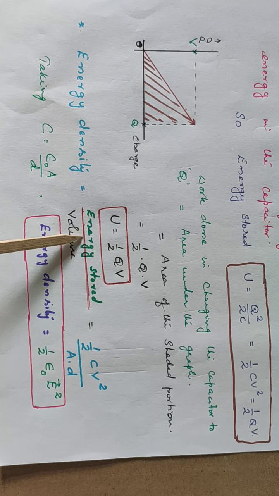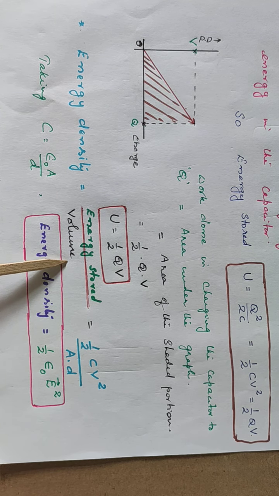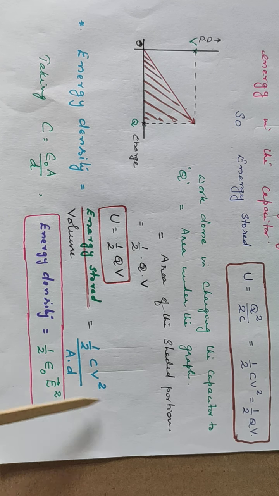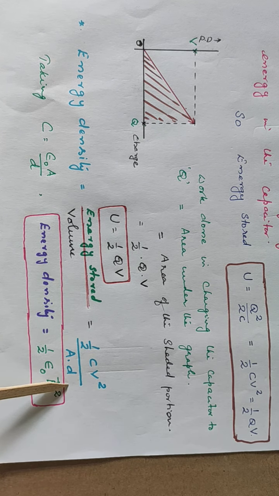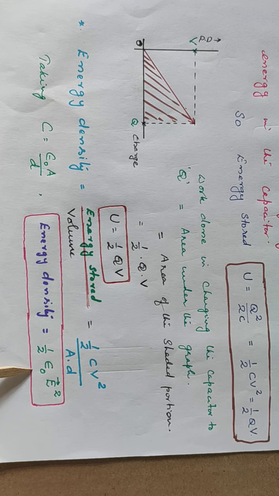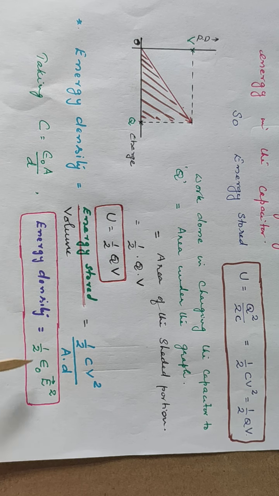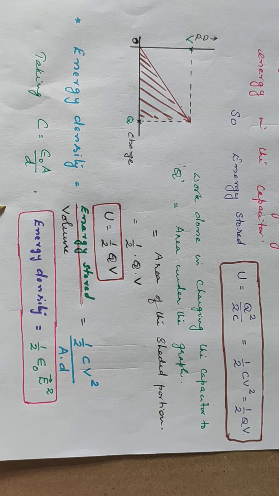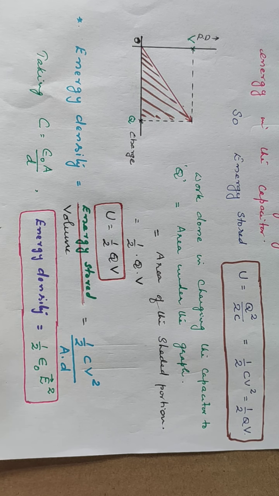Energy density means energy stored per volume of the capacitor. That is equal to half CV square by A into D. Taking C equal to epsilon 0 A by D, we get energy density equal to half into epsilon 0 into E square. From this equation, without doubt we can say the energy is stored in the capacitor. It is in the form of electric field between the plates. Understood? That's all. Thank you.